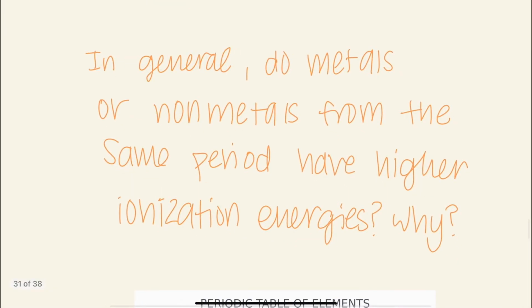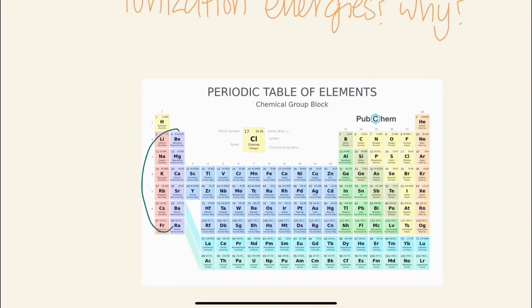The next question asks, in general, do metals or nonmetals from the same period have higher ionization energies? Why? Remember that metals are here. Metals are usually our cations. What form our anions are going to be our nonmetals. So over here, this staircase represents our metalloids.